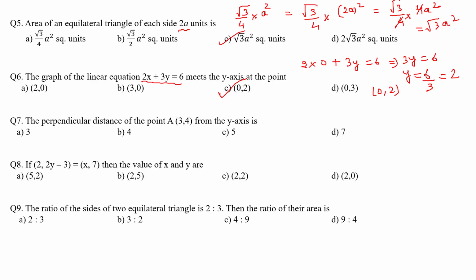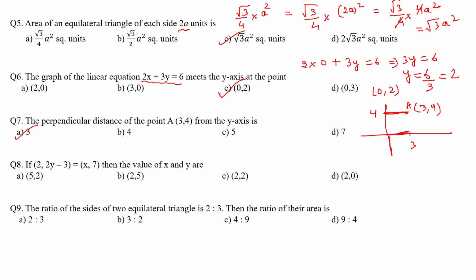Now next is the perpendicular distance of the point A 3, 4 from the y-axis. So the distance of the point from y-axis is the x coordinate. Okay, so x coordinate is 3. So answer will be 3. If you want, you can draw also and you can find out. So suppose A 3, 4, it will lie in the first quadrant. So here is the point A 3, 4. So here is 3 and here is 4. The question says the perpendicular distance of the point from the y-axis, this distance. Okay. Now this distance is equal to this. So this is 3 units. So the answer will be 3.